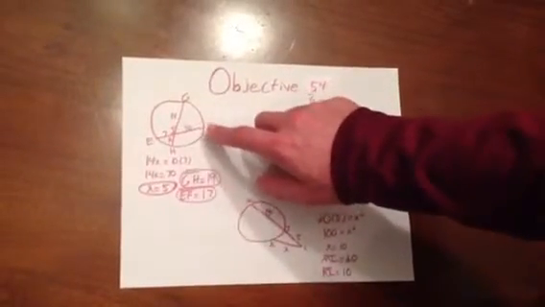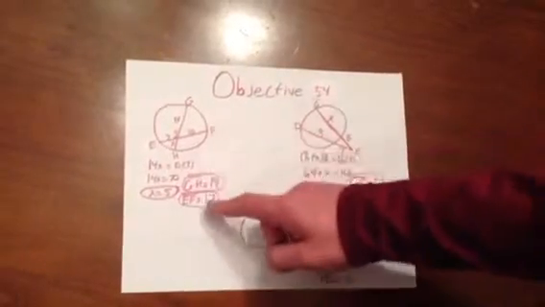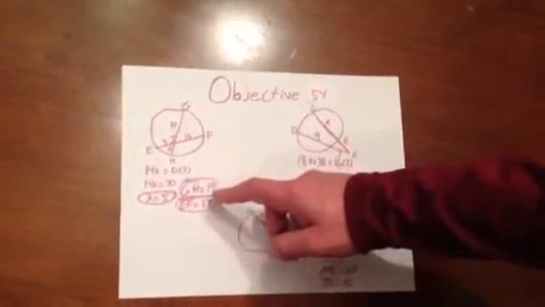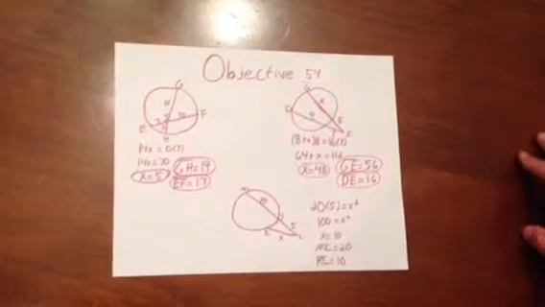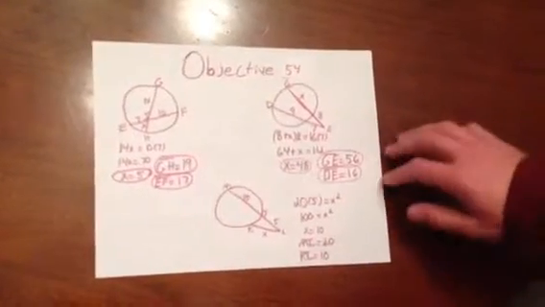So 7 plus 10 would equal 17. That would be EF. And GH would be 19 because 14 plus 5. So next let's look over here at this circle.